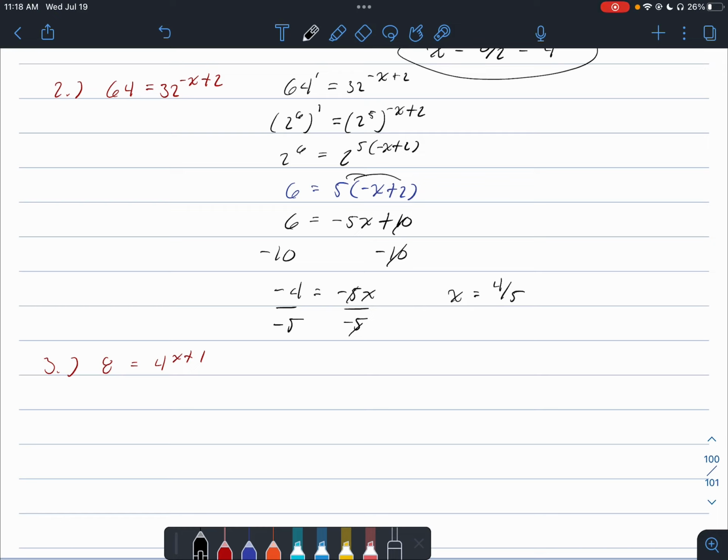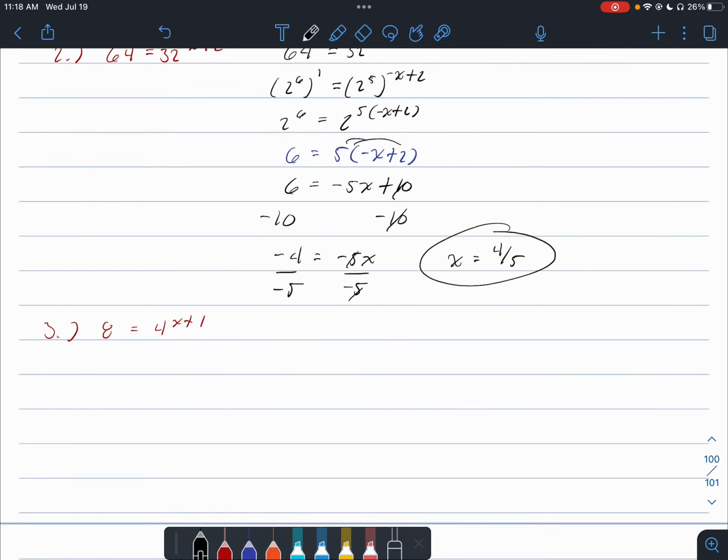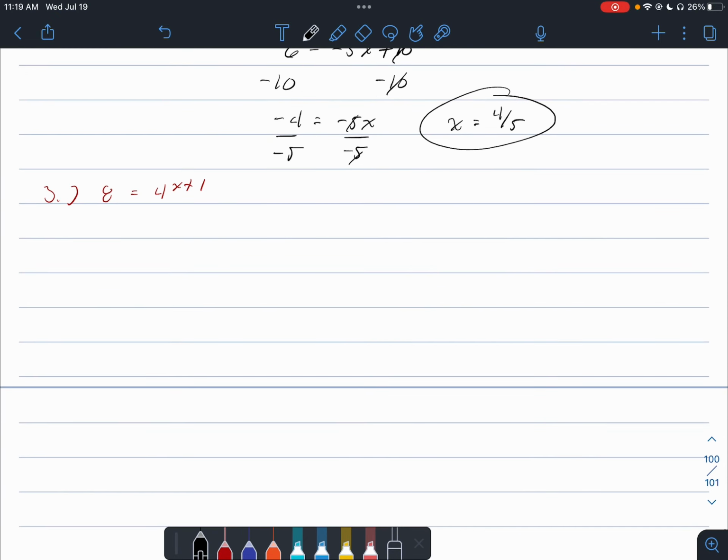What's nice about this is we can go ahead and plug in x equals 4/5 here. If we use a calculator and raise 32 to the negative 4/5 plus 2, we will get 64. So there we go. So x is equal to 4/5. All right, let's do one more.